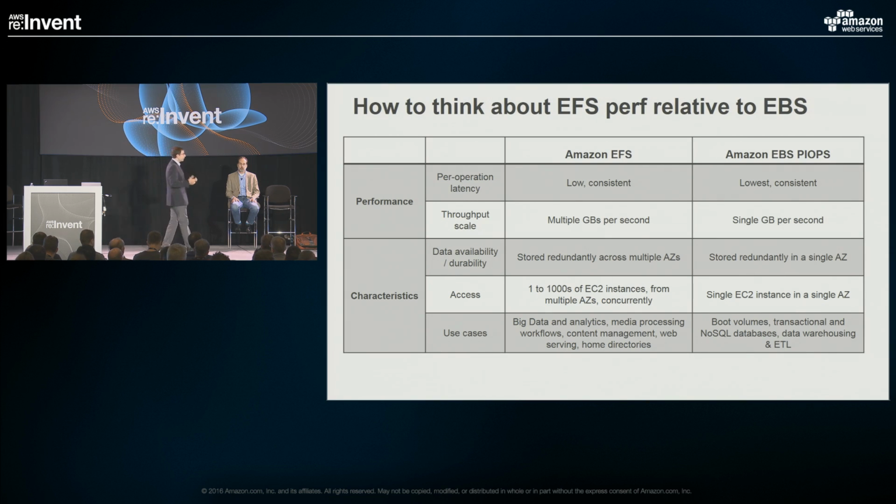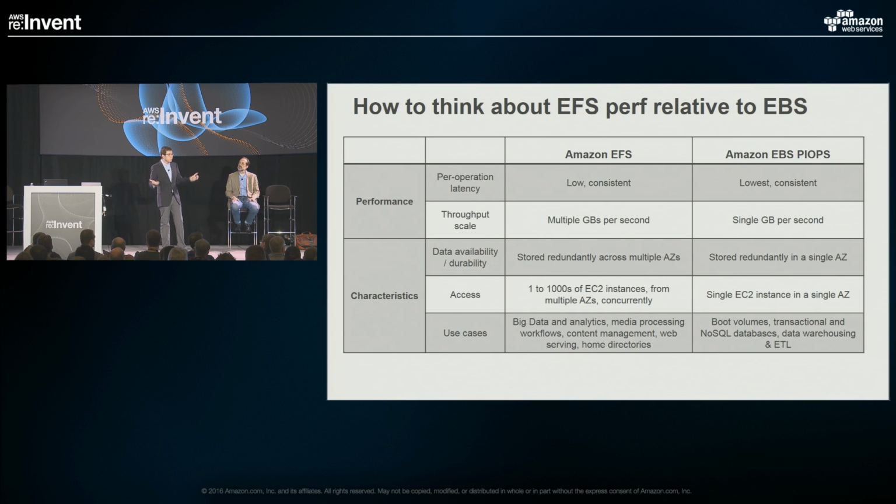And so when you think about EFS versus EBS, it's helpful to think about a few different things. The first is the per operation latency. EFS does offer low consistent latencies, but because of the distributed design I just talked about, if you're looking for the absolute lowest possible latencies, EBS has lower latencies because it doesn't have that distributed design. In terms of throughput scale, EFS scales to multiple gigabytes per second. And Darryl will give an example of a couple gigabytes per second that he drove when copying data on EFS. With EBS, it's around a single gigabyte per second.